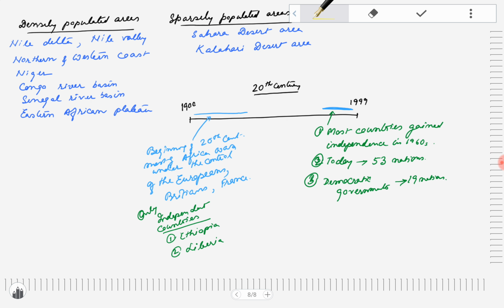Now, in the beginning of the 20th century, most of Africa was under the control of the Europeans, Britons and the French. The only independent countries at the time were Ethiopia and Liberia. Towards the end of the 20th century, most countries gained independence in the 1960s, and today there are about 53 nations. Democratic governments have 19 nations.